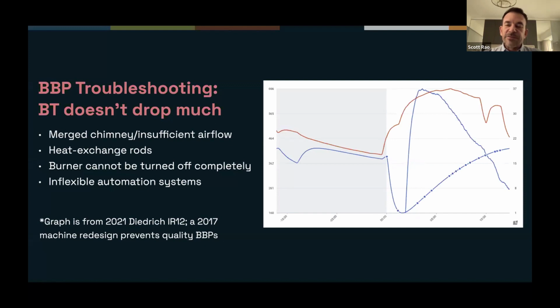And that's because the cooling fan is so powerful that it's overwhelming the roasting fan's ability to push air out the chimney. So it's effectively blocking the airflow to the drum, which is keeping the drum hot. Some machines have special insulation or heat exchange rods that are designed to trap and hold heat around the drum. And that can be great for keeping the roasting environment stable, but it can be very bad for helping you reset the thermal energy between batches. So that can be an impediment to a good BBP.